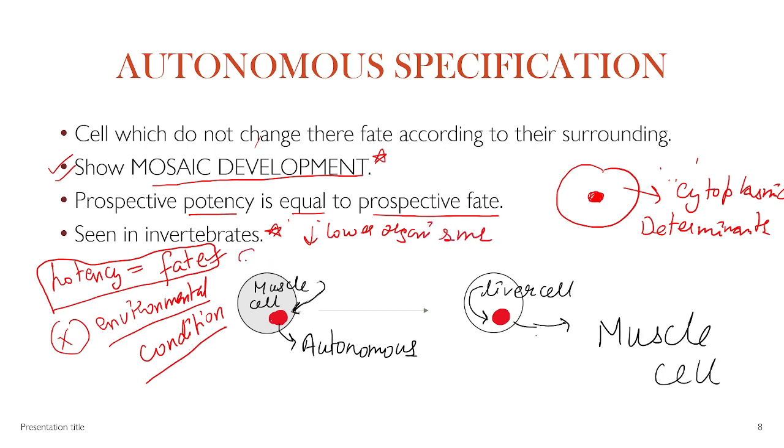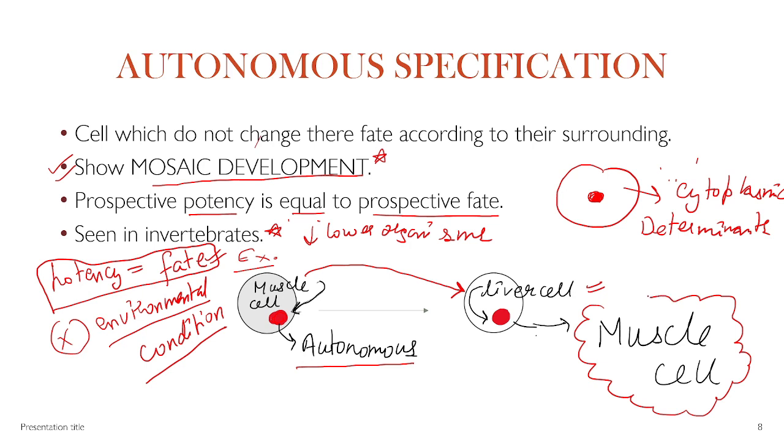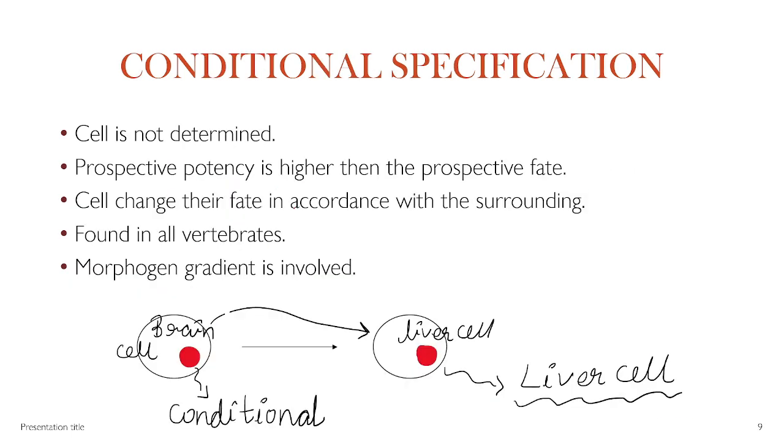Now coming towards the example. If we took a muscle cell which was autonomously specified, and we put this into a different environment, like a liver cell, then also it will not change its fate due to its surrounding and become a muscle cell only. It won't change its fate because of its surrounding. So this is known as autonomous specification. We have also seen the example. I think it's clear to you.